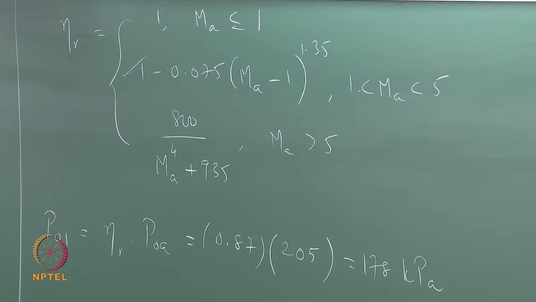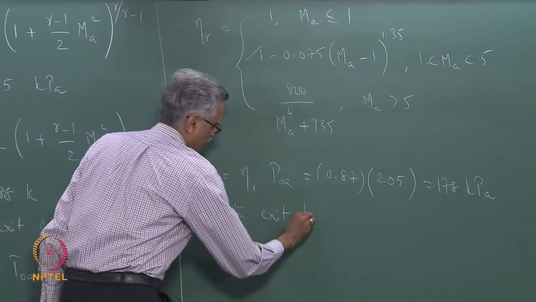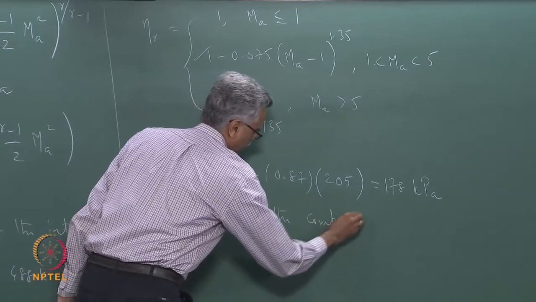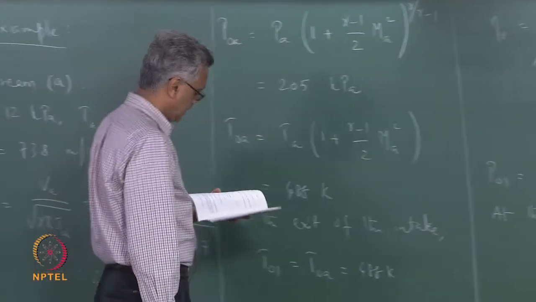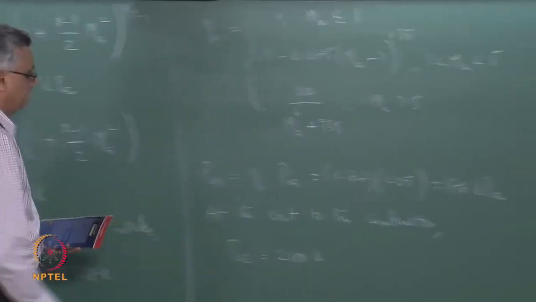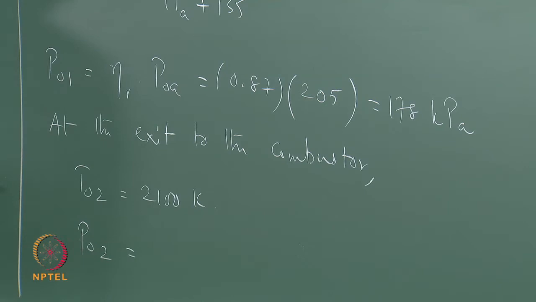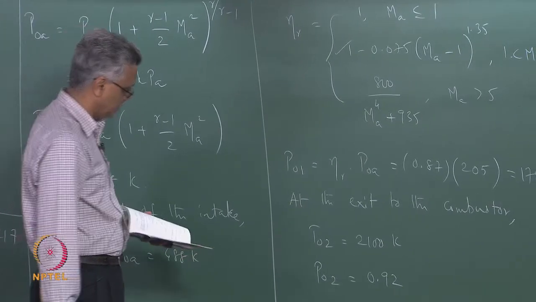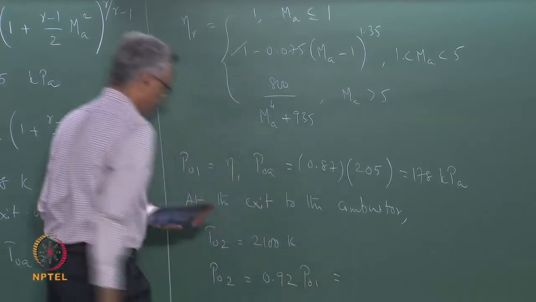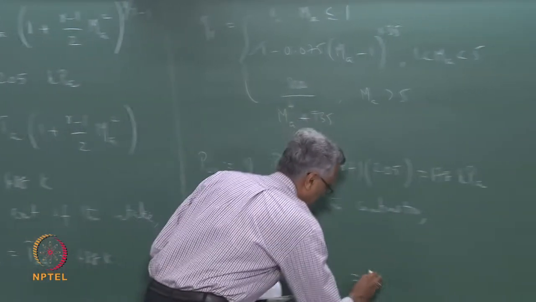Now we go to the combustor. So at the exit of the combustor, the stagnation temperature is given to be 2100 Kelvin. So T02 is equal to 2100 Kelvin. And it is given that there is an 8% loss of stagnation pressure in the combustor, which means that P02 is equal to 0.92, that is 1 minus 0.08 because there is an 8% loss, times P01. And if you substitute the values, you get this to be 164 kilopascal.